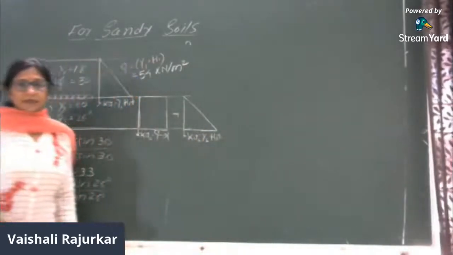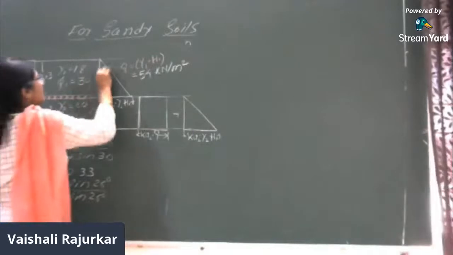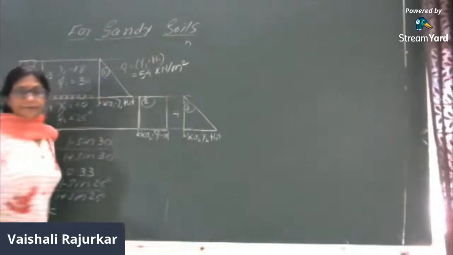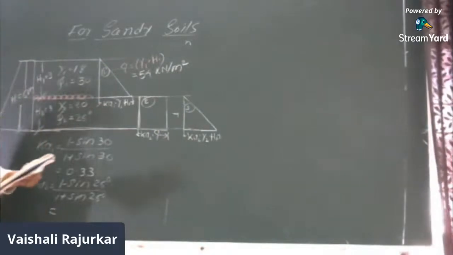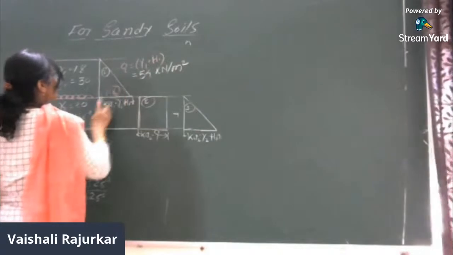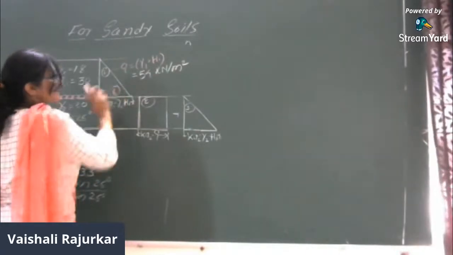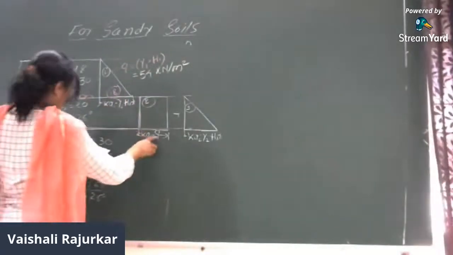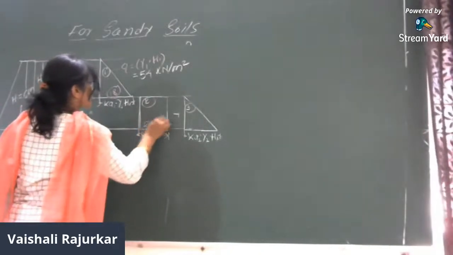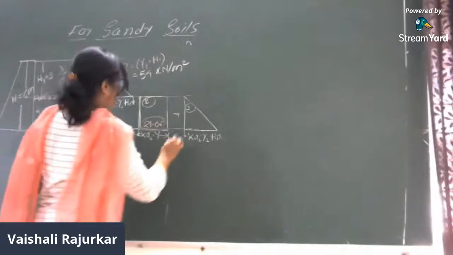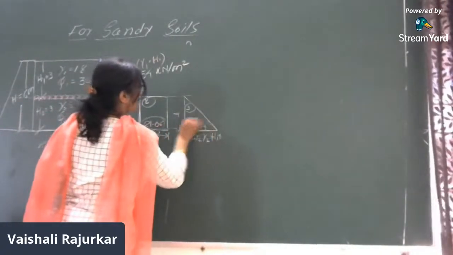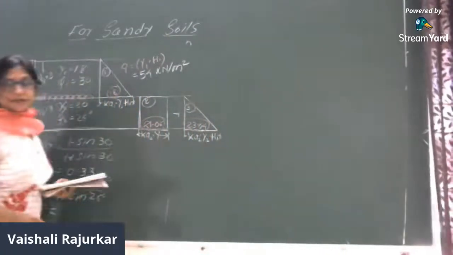So these are the three diagrams that we will obtain. This is diagram number 1, this is diagram number 2, this is diagram number 3. So in this case, what is the intensity? It is found to be 18 over here. Ka1 into gamma 1 into H1 is found to be 18. Then Ka2 into Q is found to be 21.06. And the last will be 23.04. So these are the bottom values.